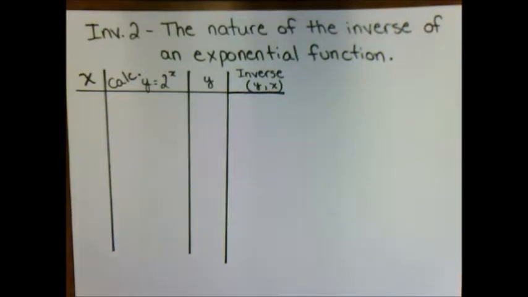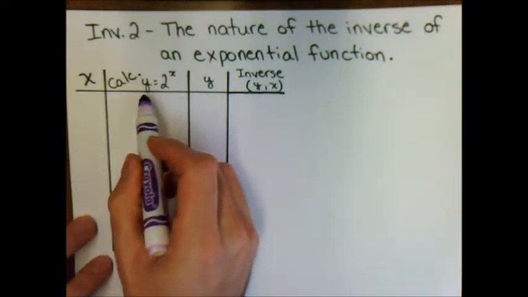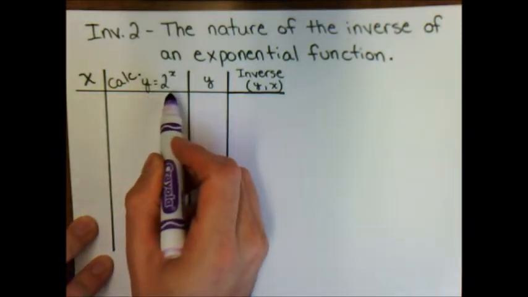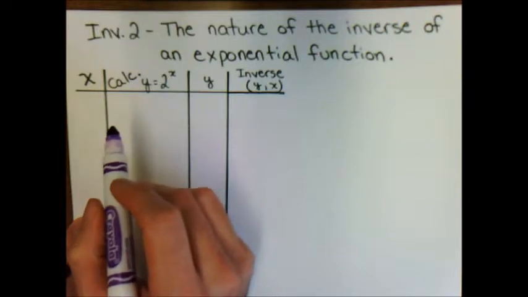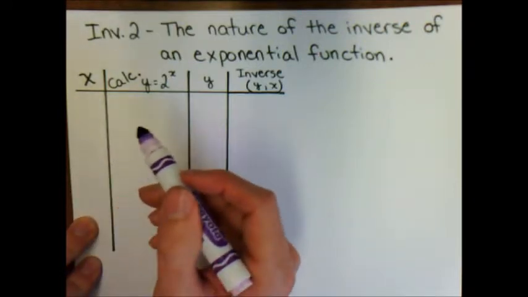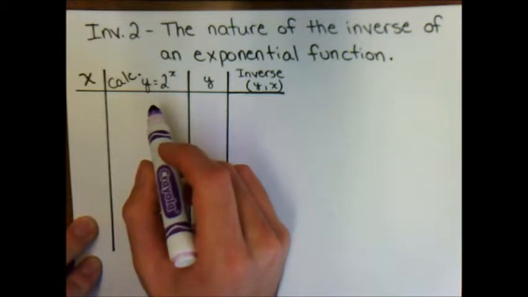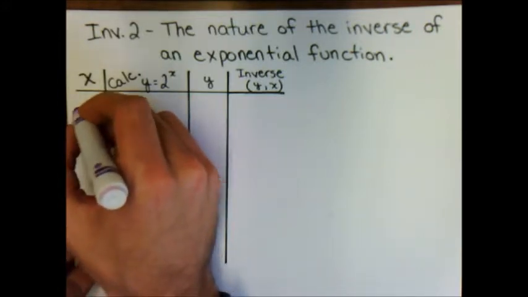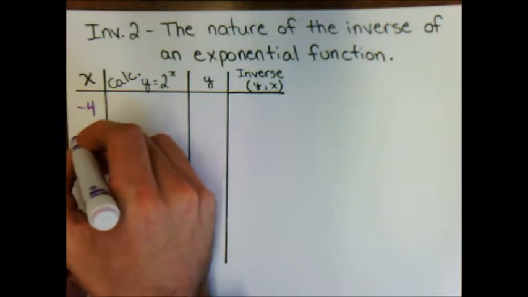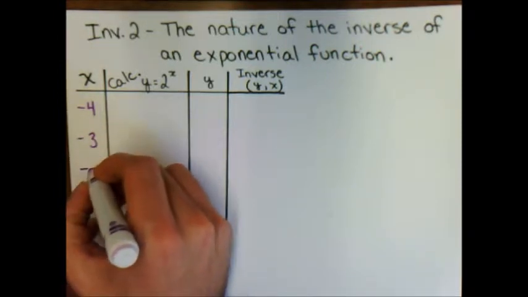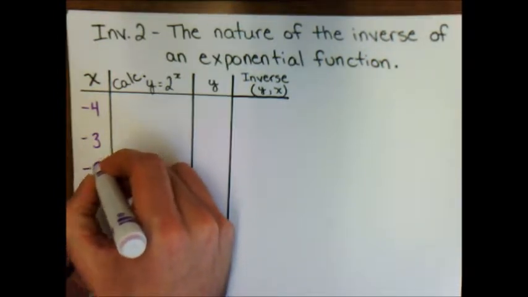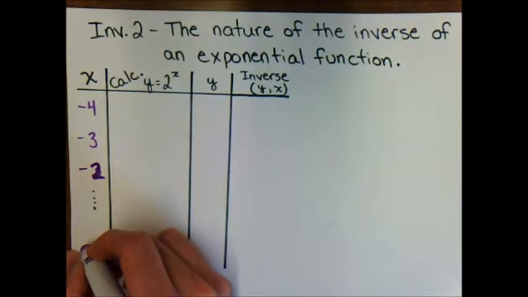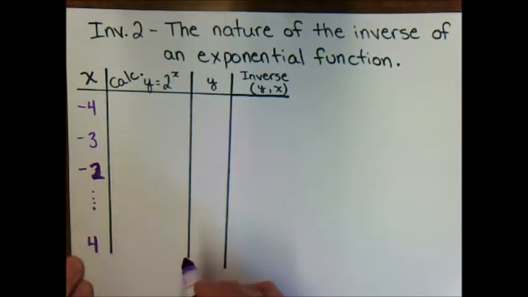Okay, in investigation 2, we are going to do some work in discovering the nature of the inverse of an exponential function. So we have here the exponential function that we'll be working with, y equals 2 to the power of x. We're first going to find out where we would plot this graph for y equals 2 to the power of x. In order to do that, we're going to be filling in a chart. I'm just going to get it started, and then I'm going to leave you to it. Your chart will go all the way to x equals 4.